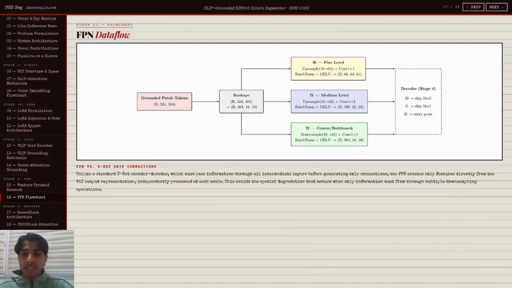This diagram shows the 3 scales emerging from the same source. 64 by 64 pixels with 96 channels for fine spatial detail, 32 by 32 with 192 channels for mid-level context, and 16 by 16 with 384 channels for high-level semantics. These 3 feature maps are what the decoder receives as its inputs, one at each upsampling stage.